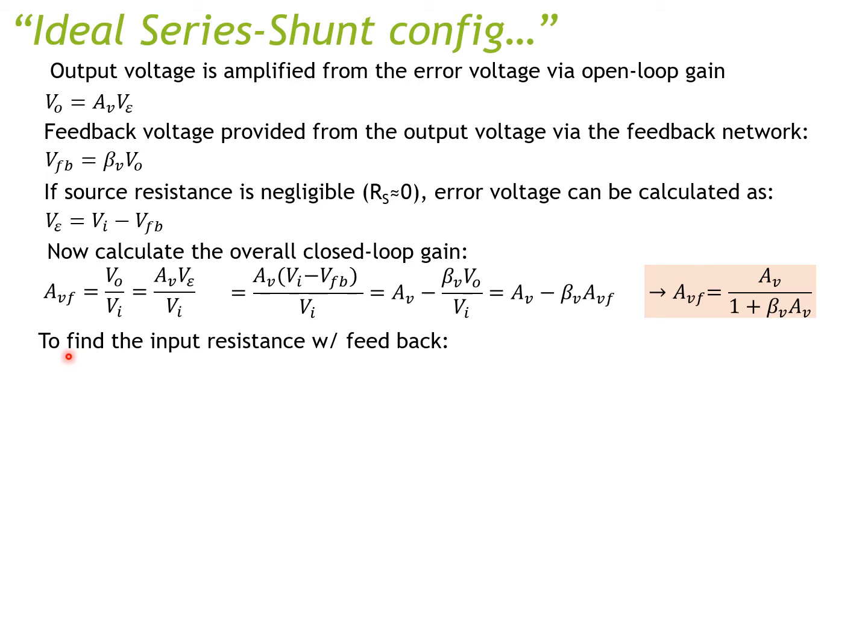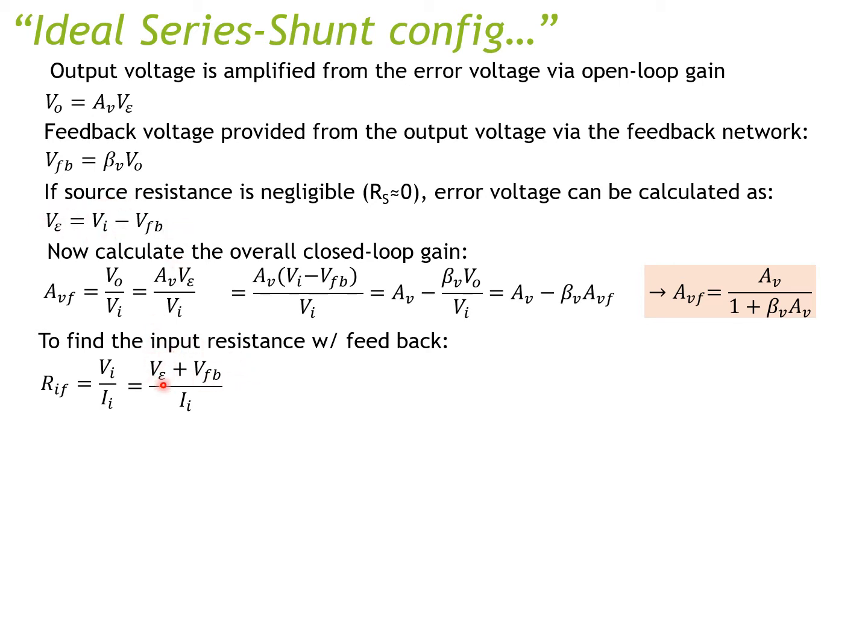Now if you want to find the input resistance including feedback, that would be RIF equal to VI over II, so input voltage over input current. The input voltage you can figure out using this equation.